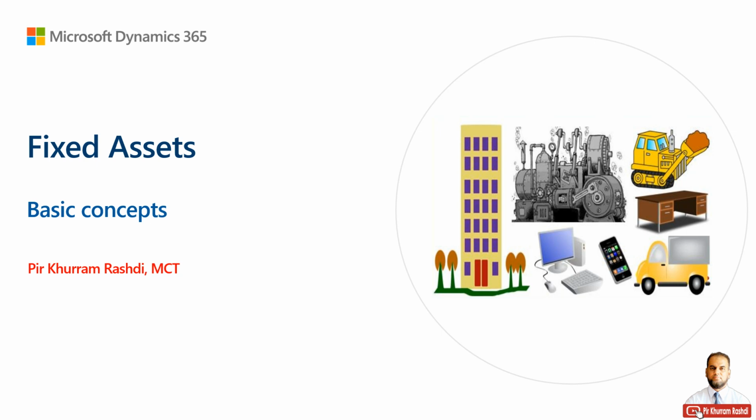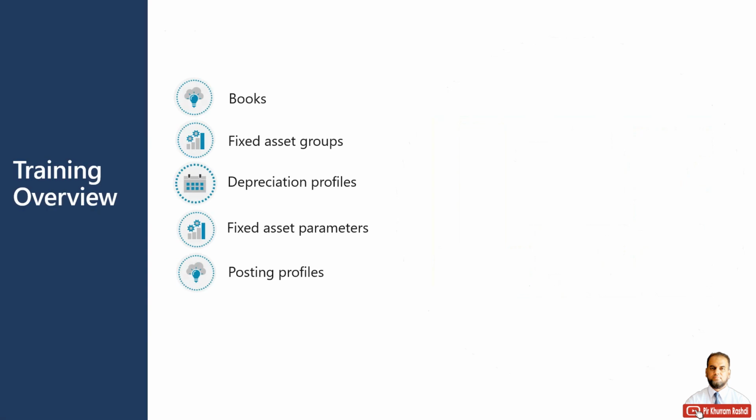So first of all, we'll just need to know about basic concepts, and then we will start with various transactions involving fixed assets that depend upon acquisitions, depreciations, and disposal. So the concepts which are important regarding the basic concepts in a fixed asset are books, then fixed asset groups, depreciation profiles, fixed asset parameters, and posting profiles.